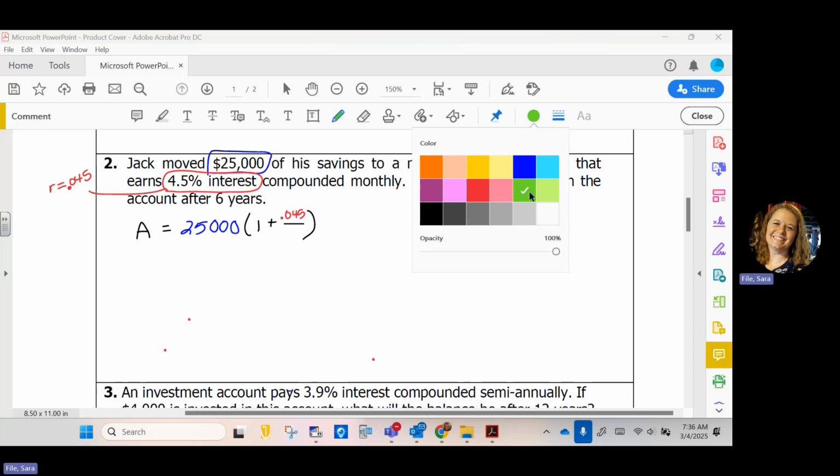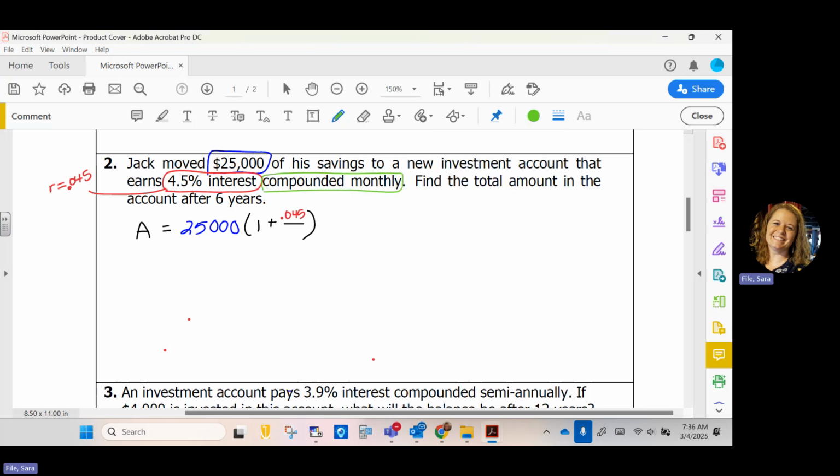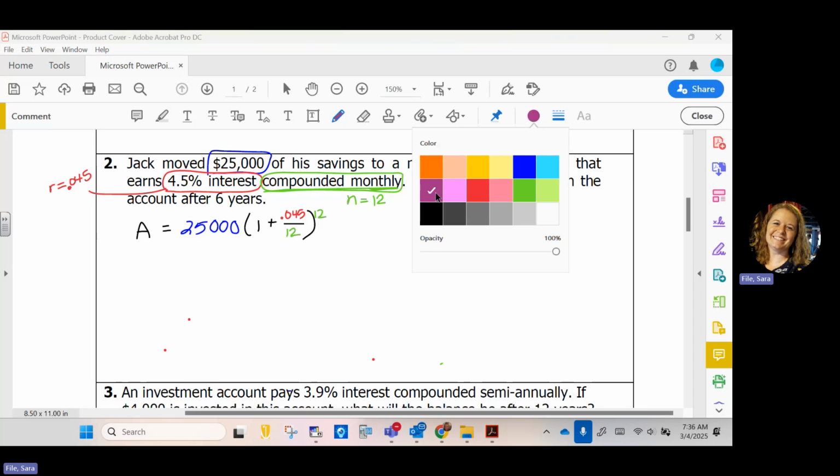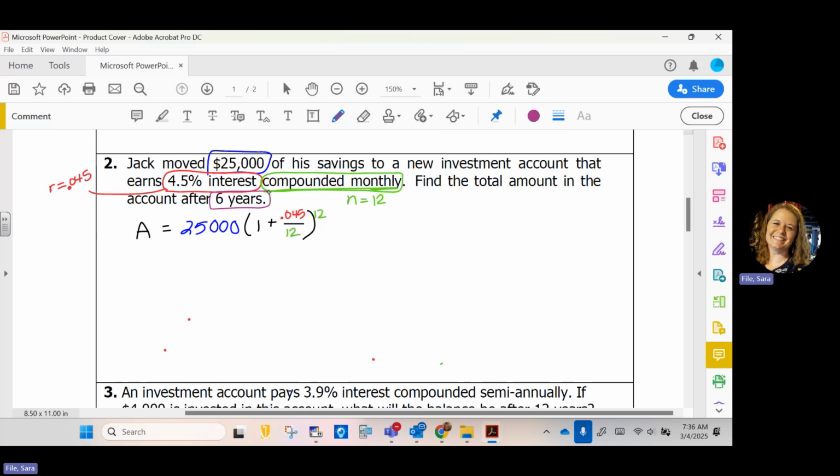It says here it's compounded monthly. How many times a year is that? How many months in a year? 12. So my N is 12. Okay, and we're trying to calculate how much is left after 6 years. So my time is 6.